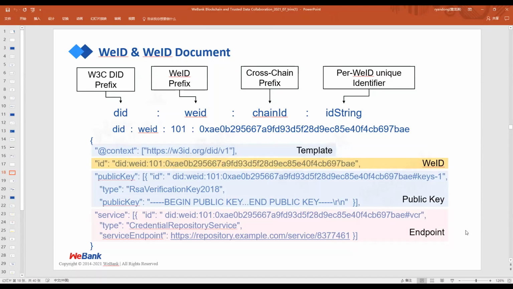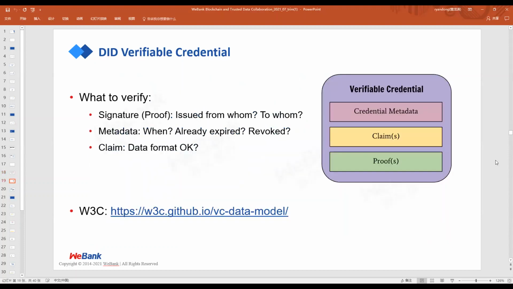Also, we have the endpoint. So this is the endpoint, and you can work together to do other verification work. So this is the general idea of how DID works. So you have an ID attached with data. In this way we make decentralized identity work.